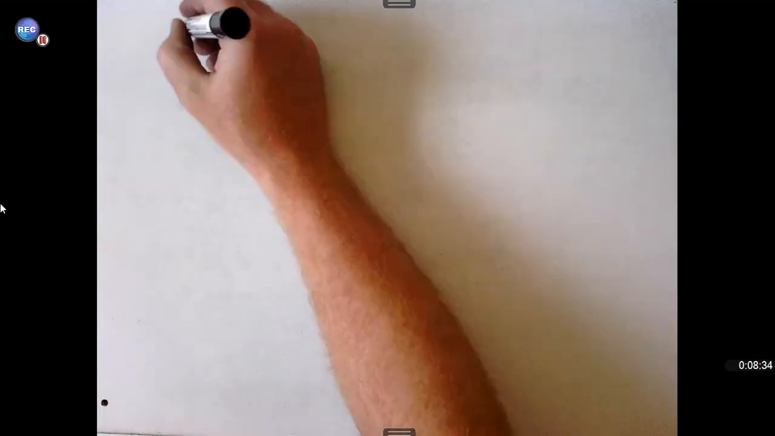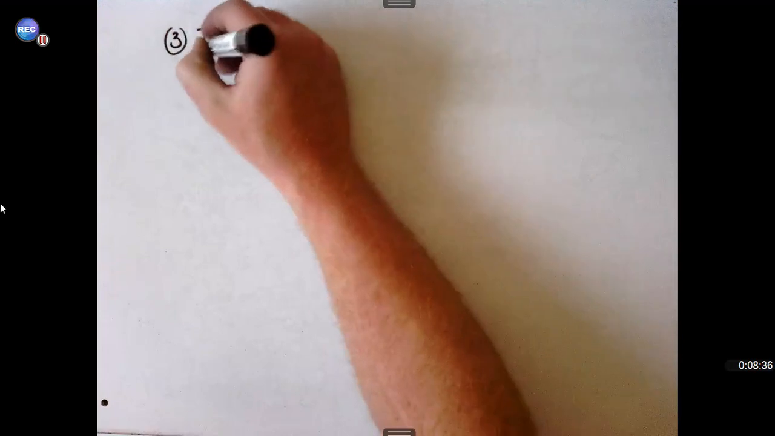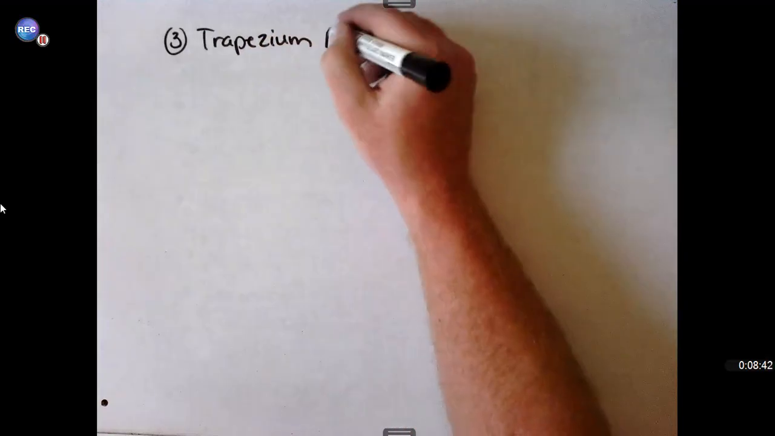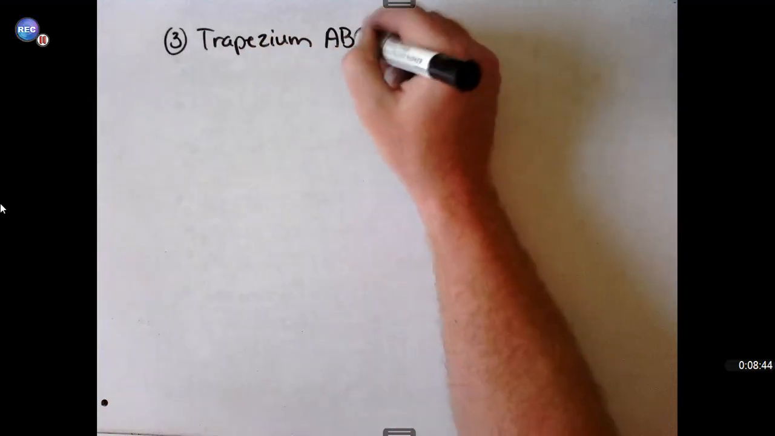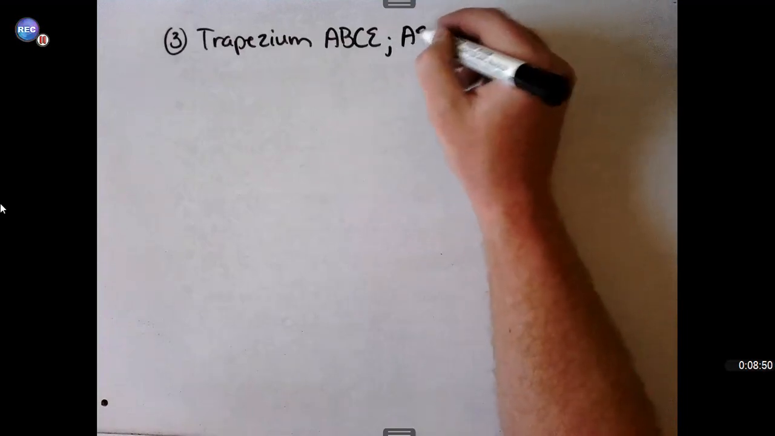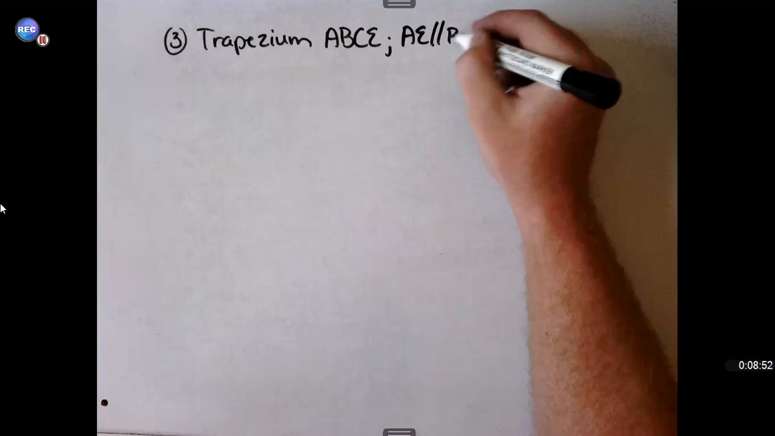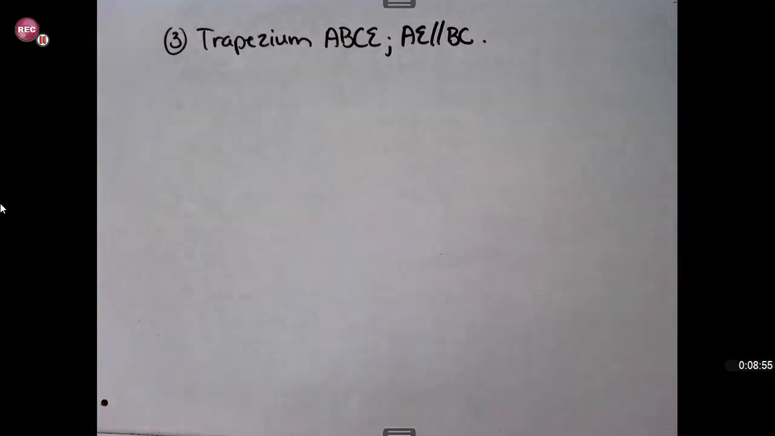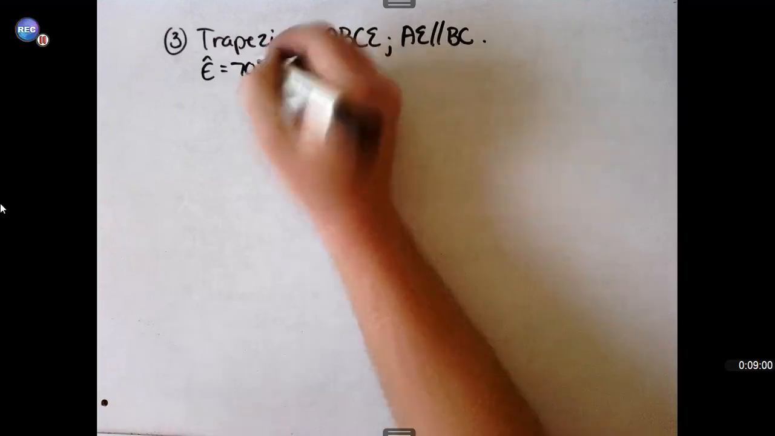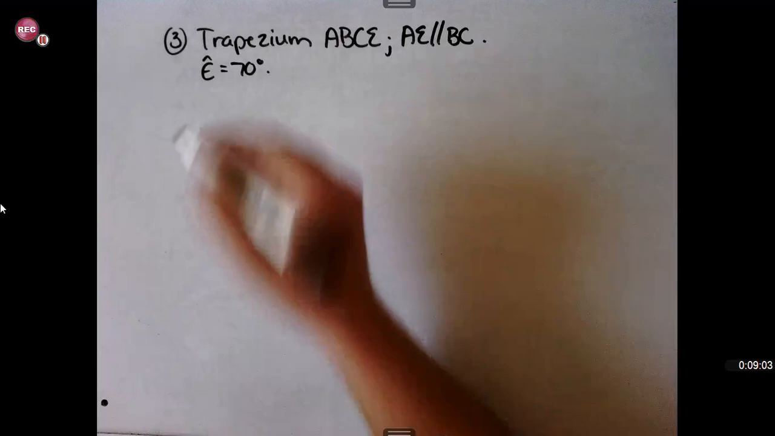Our next question will be a trapezium. In the trapezium they tell you the following. They tell you that it's trapezium A, B, C and E, and then they say that AE is parallel to BC. They also tell you that angle E is equal to 70 degrees. Then with that, they give you sub-questions.